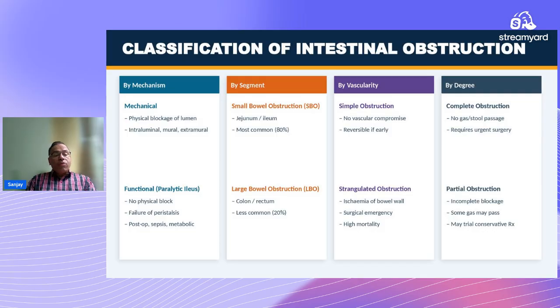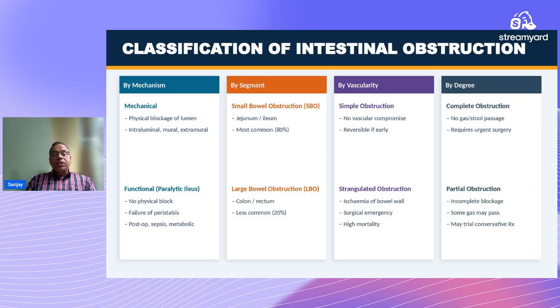Now, here there is no element of physical obstruction present as compared to mechanical obstruction. But here the main pathology is the failure of peristalsis. And this failure of peristalsis may occur because of ganglion cell paralysis, which can occur in different settings, the most common being postoperative, patients with severe sepsis, or even certain metabolic disorders like hypokalemia. Okay, so there are so many causes of this functional obstruction, and this would also lead to a typical case of intestinal obstruction. So this classification is by mechanism.